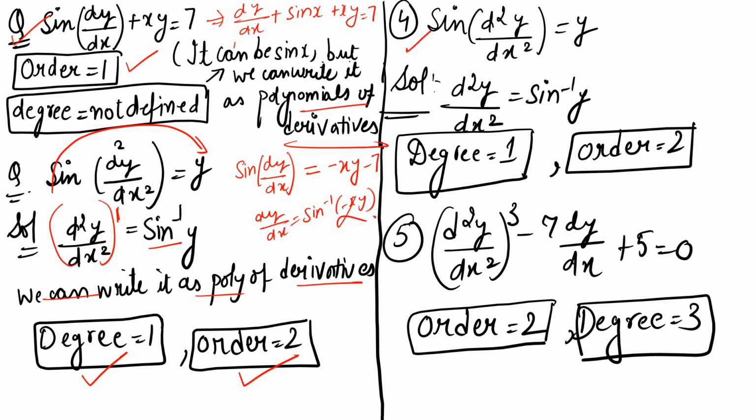Fourth question is sin of d square y upon dx square. We take sine to the right-hand side. The highest order derivative is 2, so the order is 2. And what is the power of the highest order derivative? That is 1. So the degree is 1 here. Fifth question: (d square y upon dx square) whole cube minus 7 dy upon dx plus 5 equal to 0. Is this expressed as a polynomial? Yes. What is the order? The highest order derivative occurring here is 2. And what is the degree, the power of the highest order derivative? That is 3.